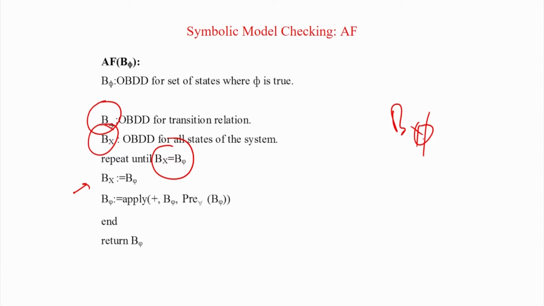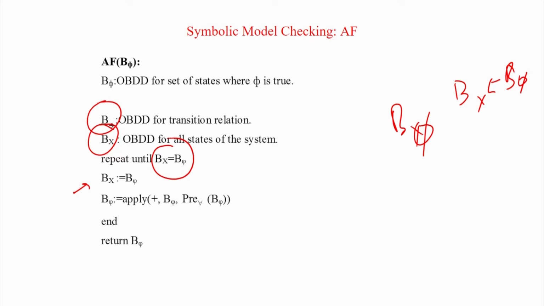Here, B of X has become a temporary buffer. What it is doing: wherever phi is true in the states, that B of X is now holding as a temporary buffer. Now B of phi will be updated. So what we are now having is that B of X is holding all the states where, at the present iteration, phi is equal to true. So now B is a temporary buffer. Next we will update B of phi. So how do you update?